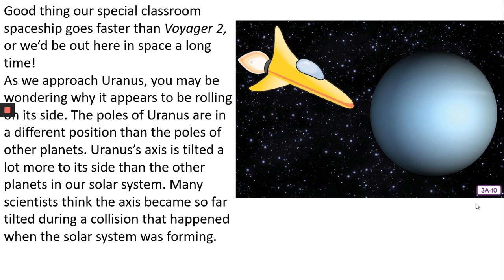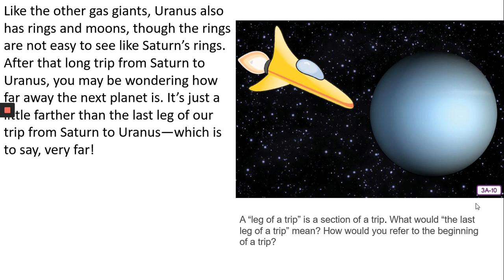Good thing our special class spaceship goes faster than Voyager 2, or we'd be out in space a long time. As we approach Uranus, you may be wondering why it appears to be rolling on its side. The poles of Uranus are in a different position than the poles of other planets. Uranus's axis is tilted a little more to its side than other planets in our solar system. Many scientists think the axis became so far tilted during a collision that happened when the solar system was forming.